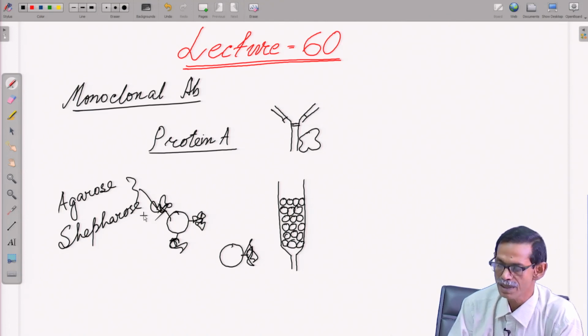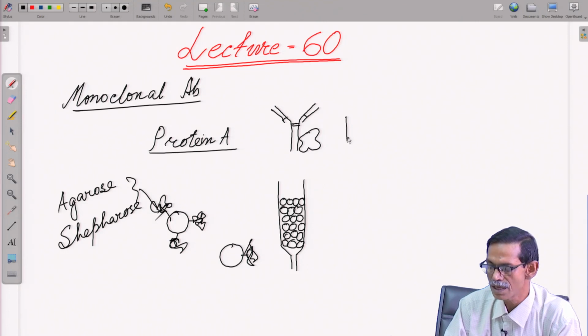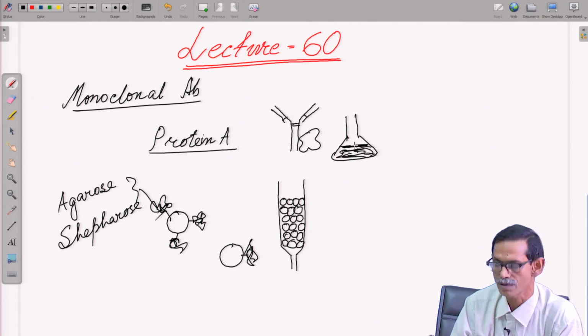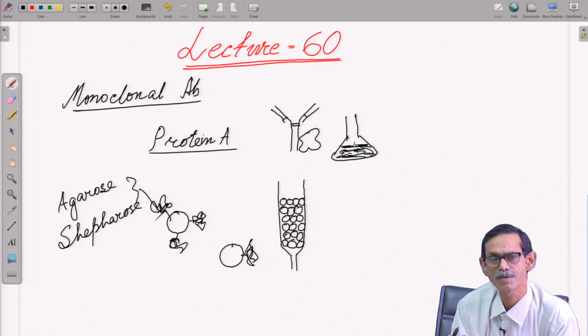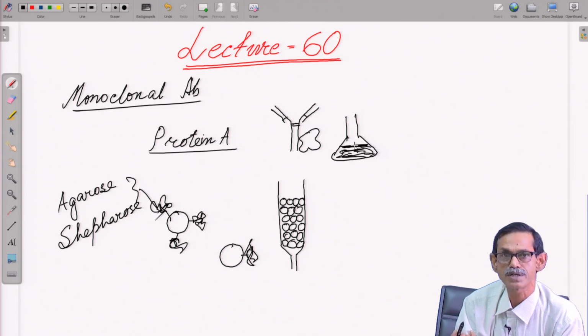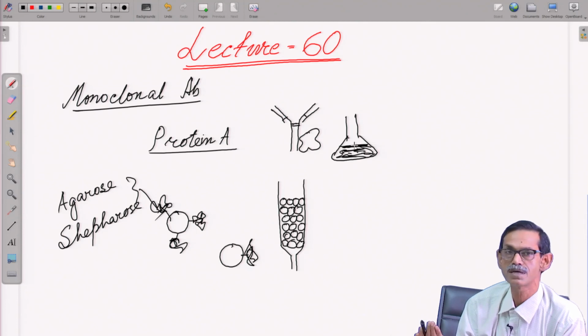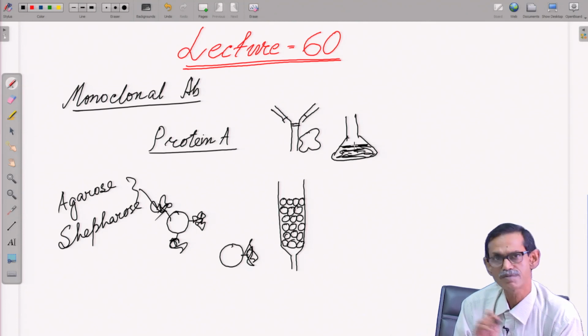Now, suppose you have some solution where you have monoclonal antibody in it, or an antibody, and definitely the source is one clone, so it is monoclonal. You can do it for polyclonal also. Even if you have a serum containing a lot of antibody, you can use the same technique, because almost 60% of the serum protein is albumin. If you want to separate the antibody from the serum albumin, we use the same technique.